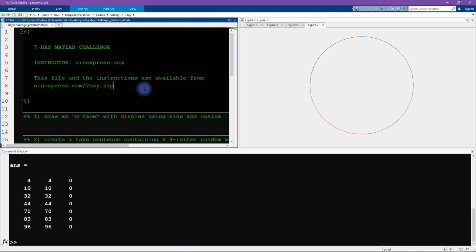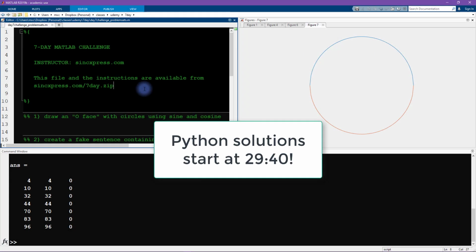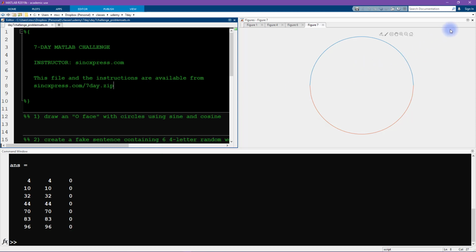First, I'm going to go through all the solutions in MATLAB, and then I'm going to go through all the solutions again in Python. So if you prefer to use Python, then you might want to skip forward for a few minutes until I switch to Python. All right, so let's get started with MATLAB.